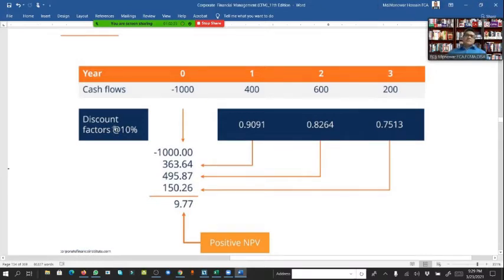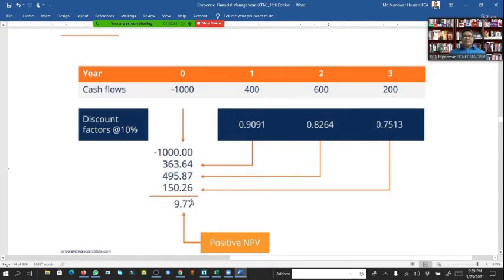So the 10% PV factor in year 1 is 0.9091, in year 2 it is 0.8264, and in year 3 it is 0.7513. If we multiply the 400 with this factor, we will get 363.64. In the same way, 200 multiplied by 0.7513, we will get 150.26.